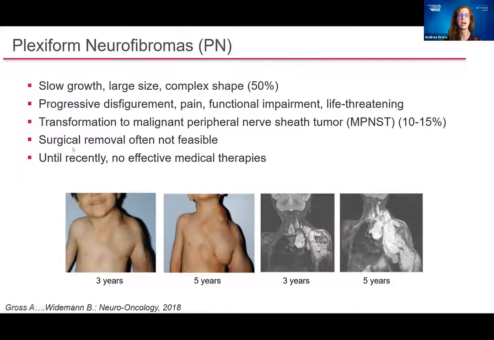And as you can see in this picture here, these tumors grow over time. This 3-year-old has a tumor in his neck and arm that grew significantly between ages 3 and 5. What we're looking at here is an MRI of that same patient. The tumor is all the stuff that's white here. I'm not sure if you can see my mouse, but that got significantly larger at 5 years of age.